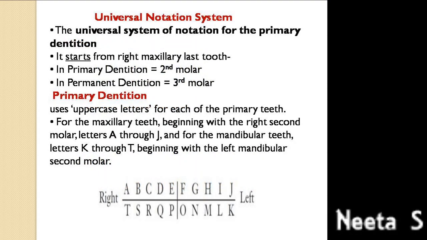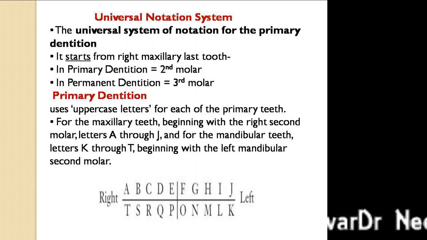Coming to the universal notation system, remember that it starts from the last tooth of the maxillary right side. In primary dentition it will be the second molar, whereas in permanent it will be the third molar on the right side. For primary dentition we use capital A, B, C, D, E, whereas in permanent we use numbers 1, 2, 3. So when I write A, B, C, D, E: A for second molar, B for first molar, C for canine, D for lateral incisor, E for central incisor, all primary on the maxillary right side.